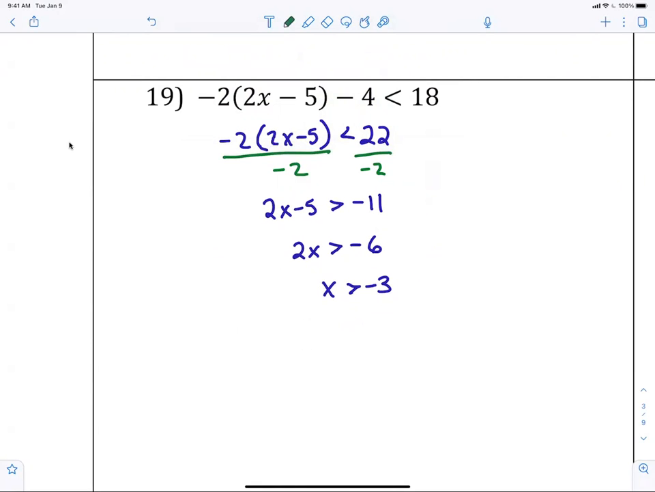So we're going to start at what? Negative 3. And we're going to, what? I'm starting at negative 3 and I'm heading to infinity. Do you agree with that?